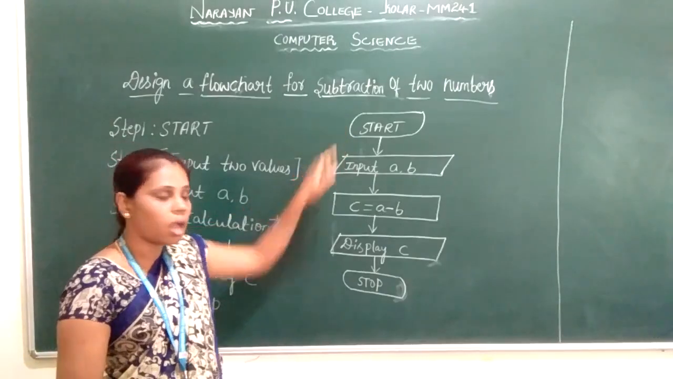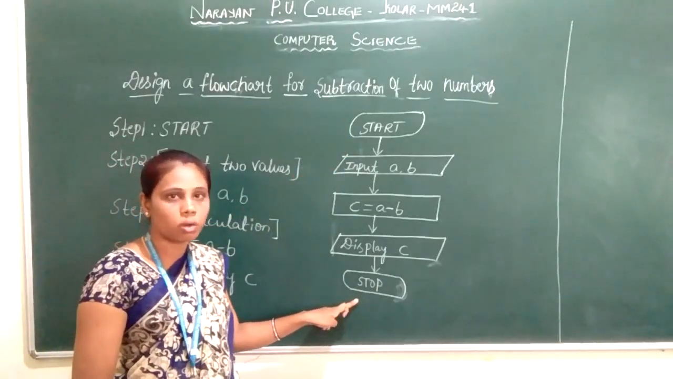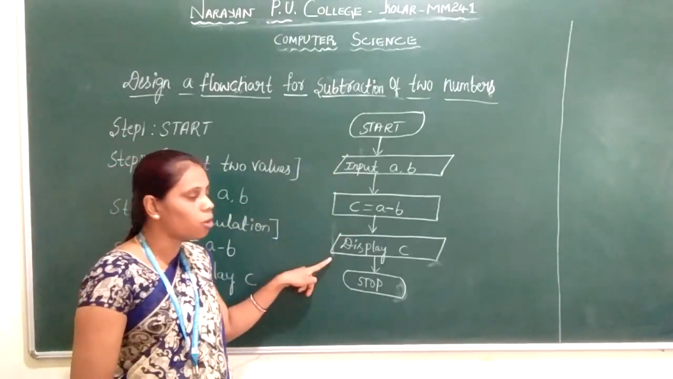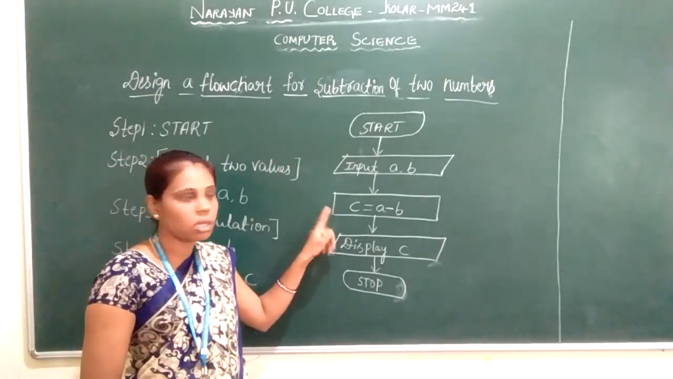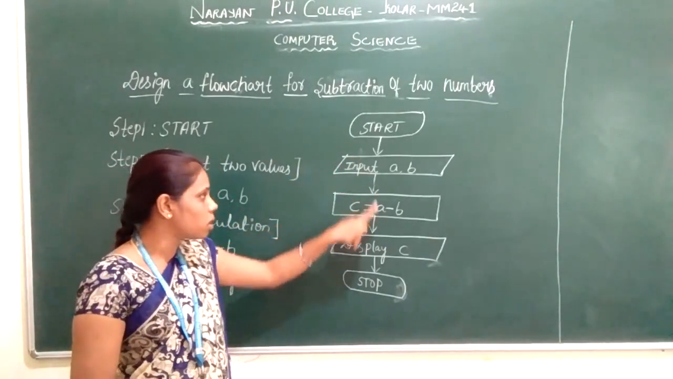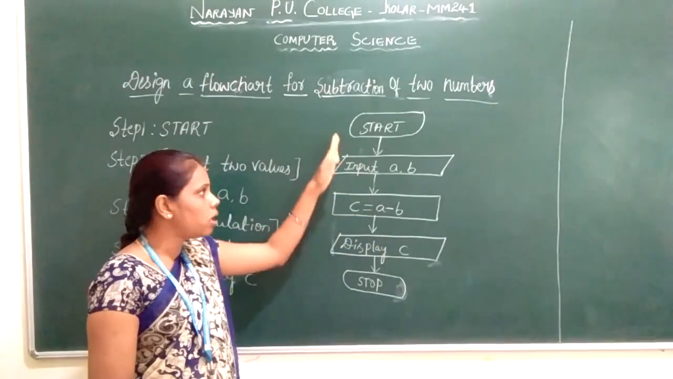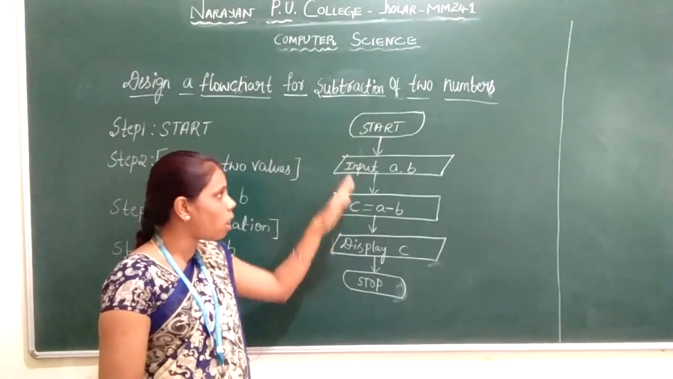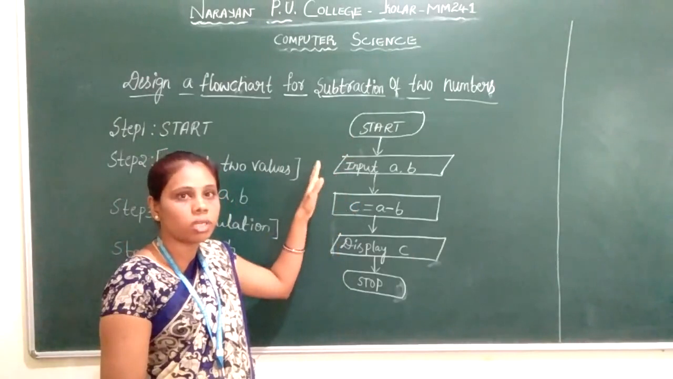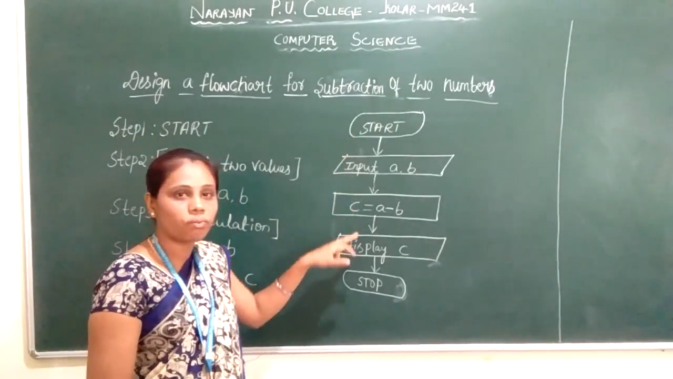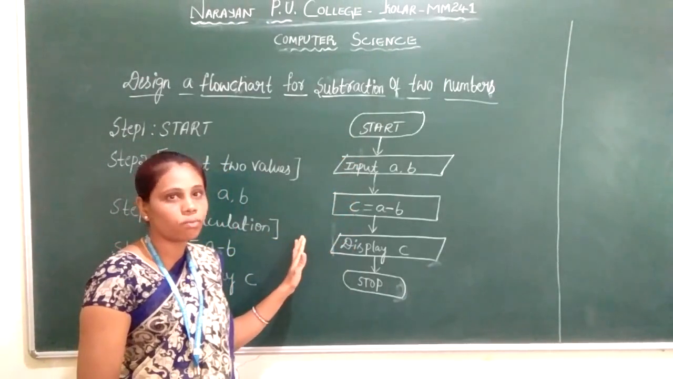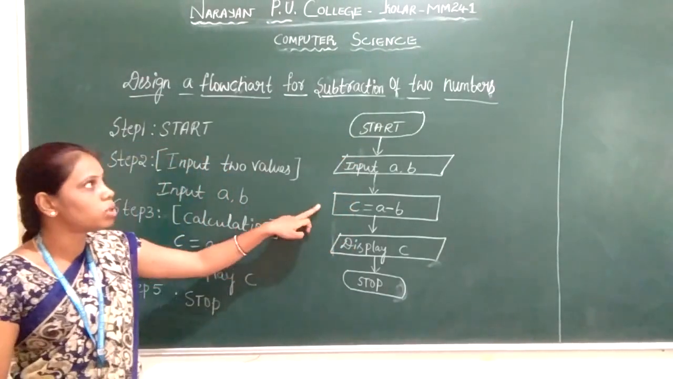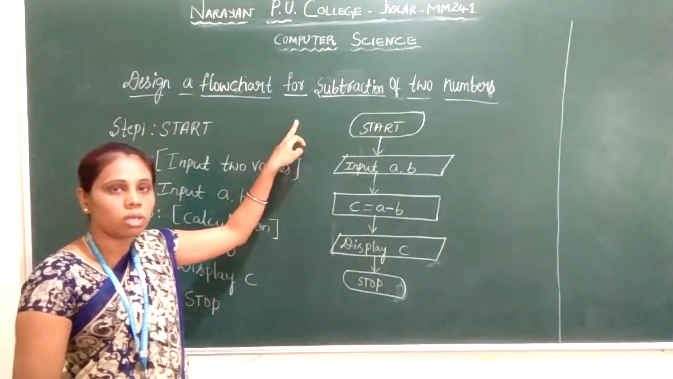So for start and for end, we use a symbol called oval. For input and output, we use parallelogram. For calculations, we are using rectangle. And arrow marks we are using for data flow, or in which flow the program is flowing. This is for flow control. So these are the symbols used in a flowchart. This is the flowchart for subtraction of two numbers.